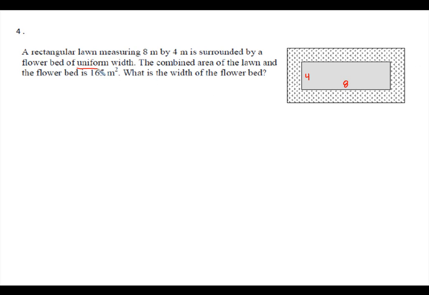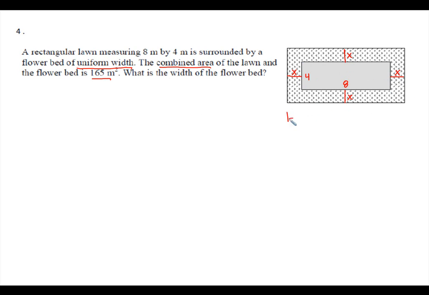The combined area, and this is important, the combined area of the lawn and the flower bed is 165. So we're trying to find out what is the width of the flower bed. This flower bed right here, we're trying to find the width of this. We don't know what it is, so let's call it x. Now we know it's the same going all the way around, so it's x going all the way around there.